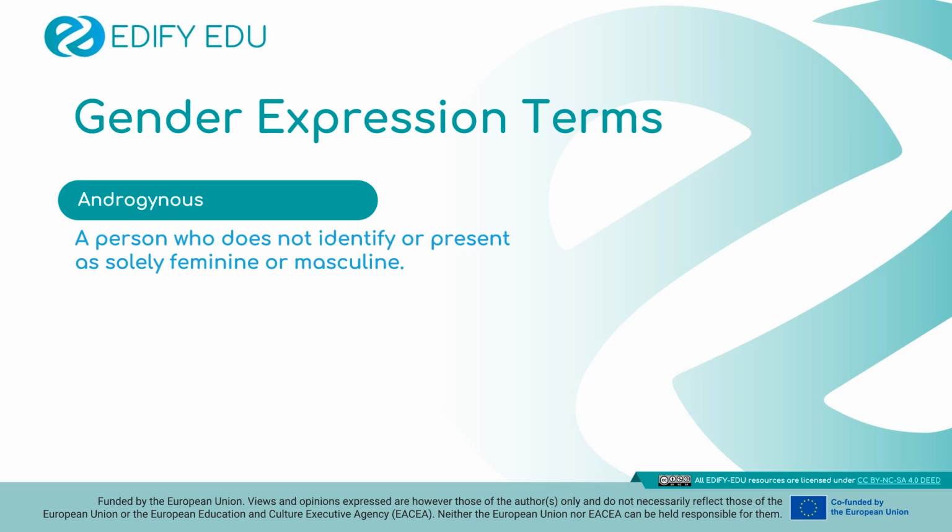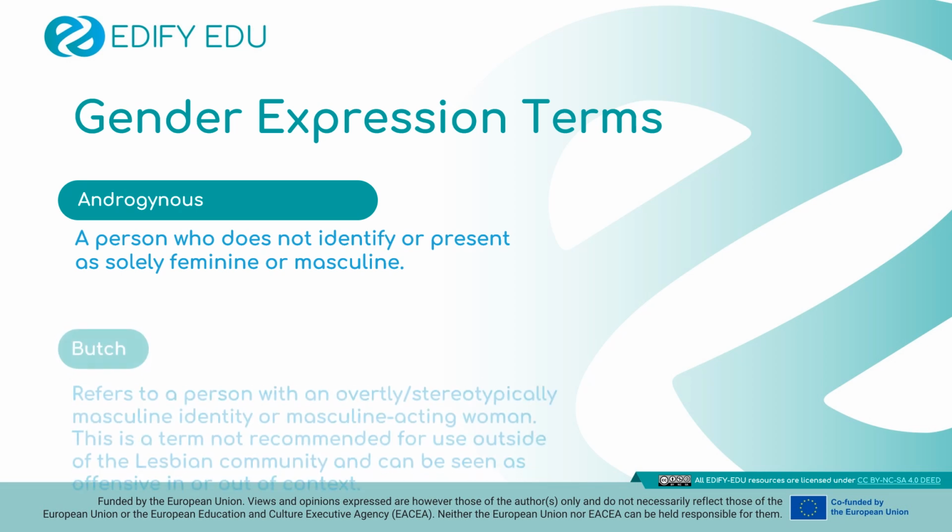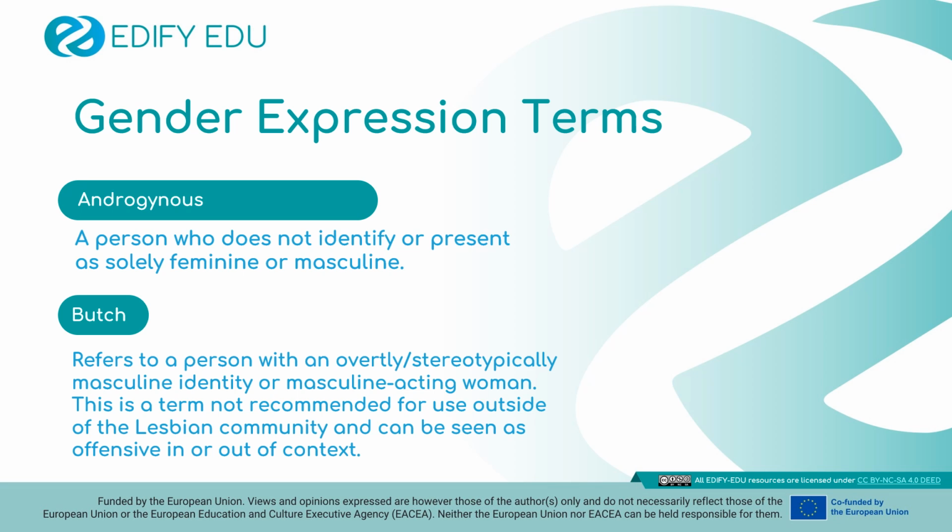Androgynous is defined as a person who does not identify or present as solely feminine or masculine. Butch refers to a person with an overtly or stereotypically masculine identity or masculine acting woman. This is a term not recommended for use outside of the lesbian community, and can be seen as offensive in or out of context.